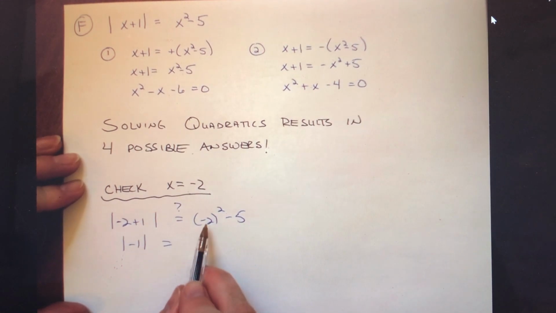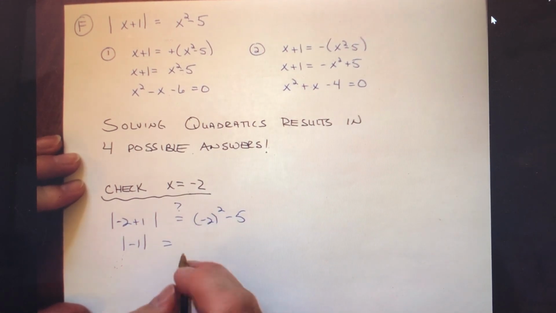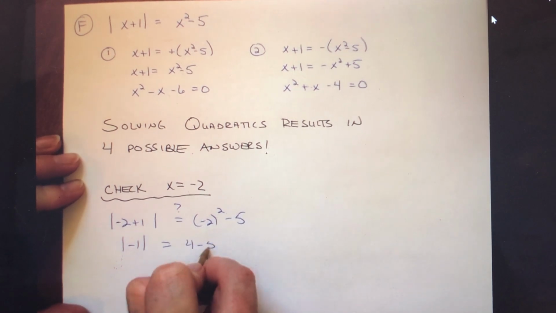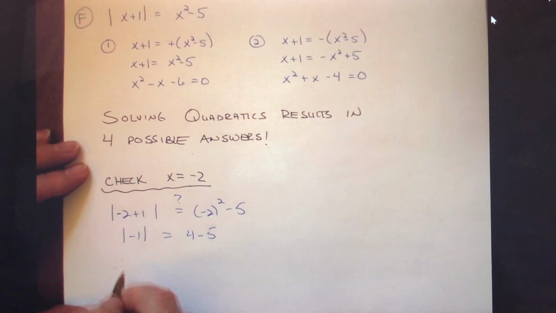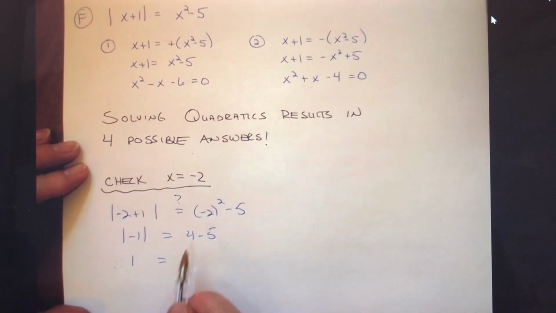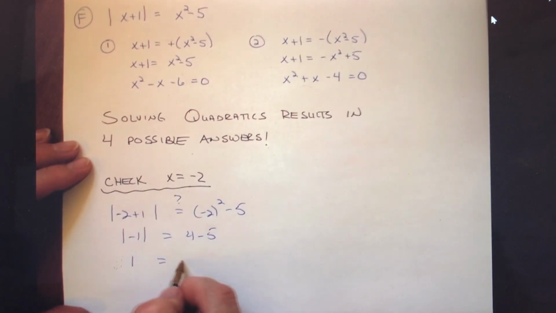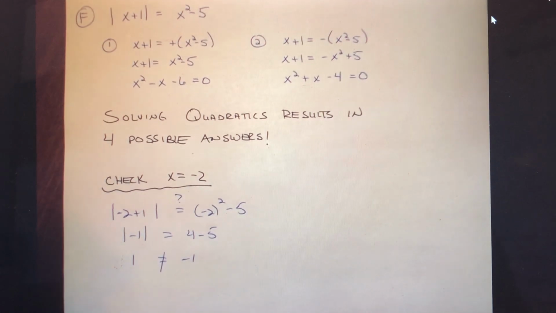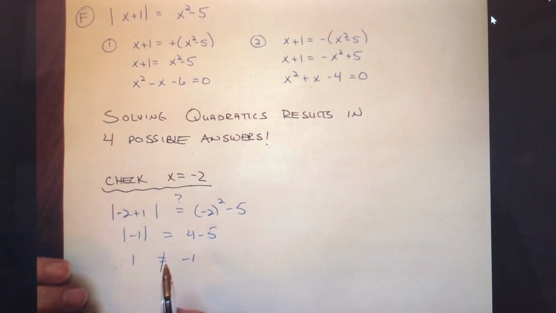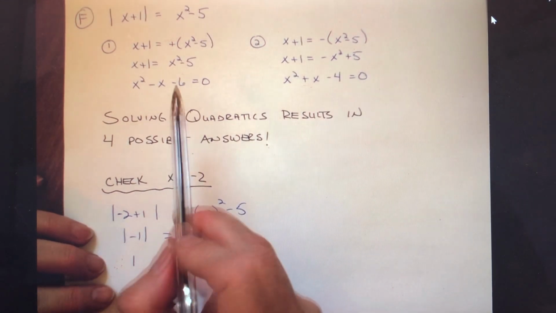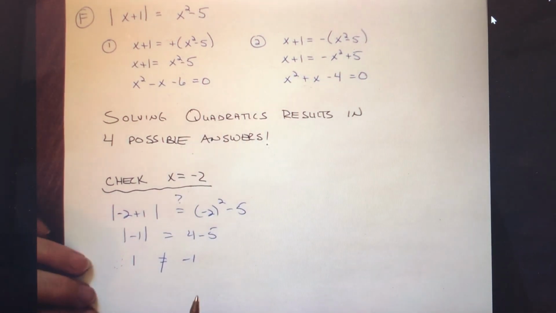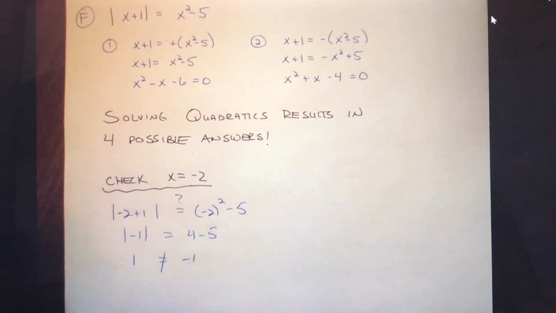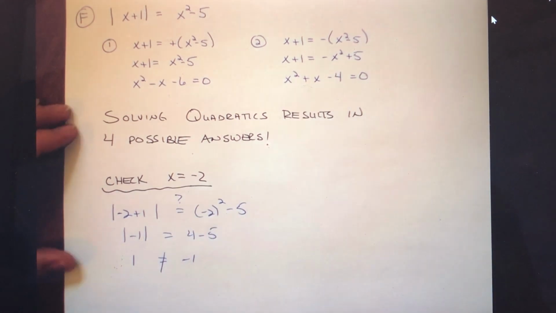And what happens over here, -2 times -2, that's 4. So I have 4 minus 5. And look at what happens. The absolute value of -1, that's a positive 1. And what happens over here, that's 4 minus 5. That is -1. That is not the same thing. And sometimes this happens. And what that means is when we had our potential answers that popped out of these two different equations, we would have to cross this off and say that it doesn't work.